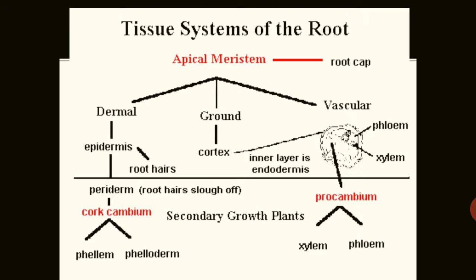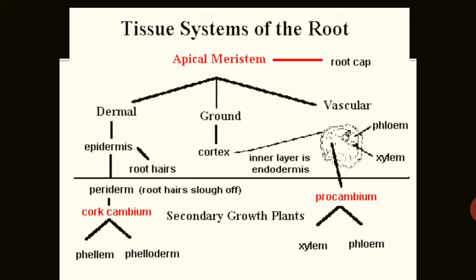Dermal means the outer covering, that is the epidermis, and in between them are the vascular tissues. Vascular tissues are basically phloem and xylem, which are responsible for the conduction of water, minerals, and photosynthates. In the dermal tissue, there is the epidermis, and in this region very fine hair-like structures are known as the root hair region. Root hairs are responsible for the absorption of minerals and water from the soil.